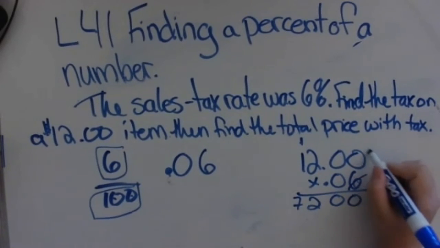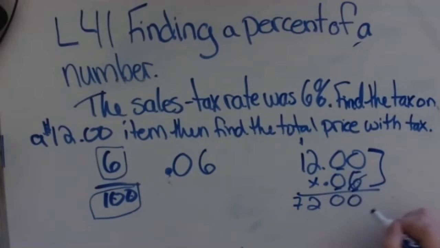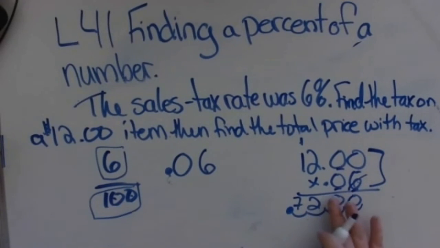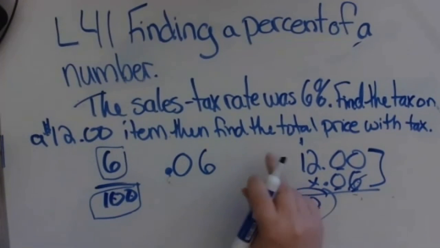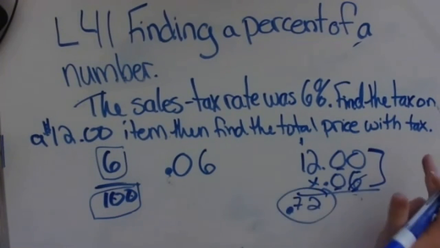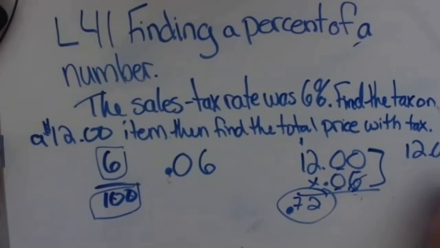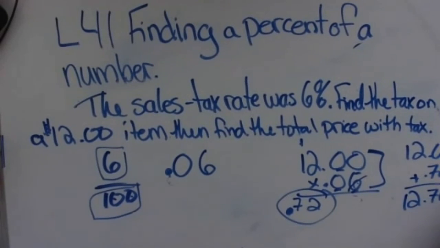I come back up here, count my decimal places, 1, 2, 3, 4. There's my decimal place. So I have decimal 72 hundredths. I don't need these zeros now. They're just placeholders. So I have decimal 72. So this is, because we're talking about money, 72 cents. So on a $12 purchase, you pay 72 cents tax, which means, because it wants to find out what your total price is with tax, you are going to take your $12 and add the 72 cents, which gives you $12.72.